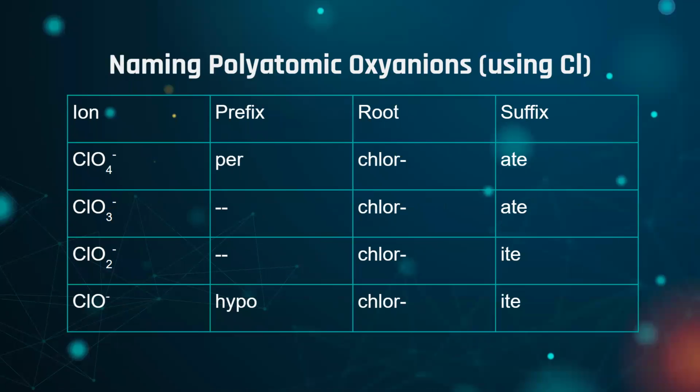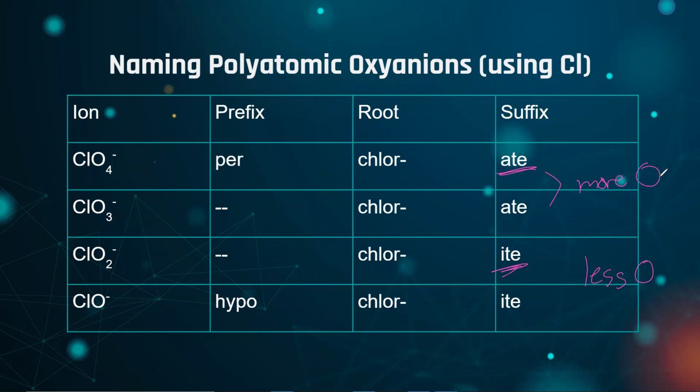Go ahead and move on to naming polyatomic oxyanions. So our example for this is going to use chlorine. And this is a little bit of a rehash of some things that we've touched on already. So when I had you learn some of the polyatomic ions, I gave you a trend to pay attention to, and that is that polyatomics with the suffix of ate tend to have more oxygens than those that have the suffix of ite. So anything that has an ite on it is going to have less oxygen, and anything with an ate on it is going to have more oxygens.